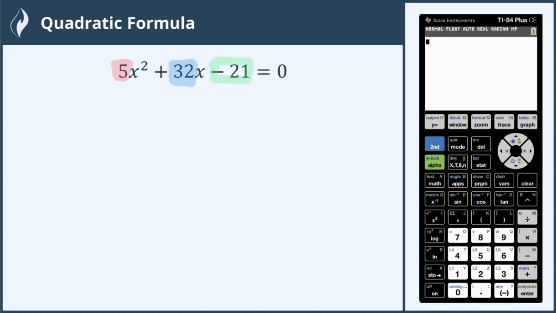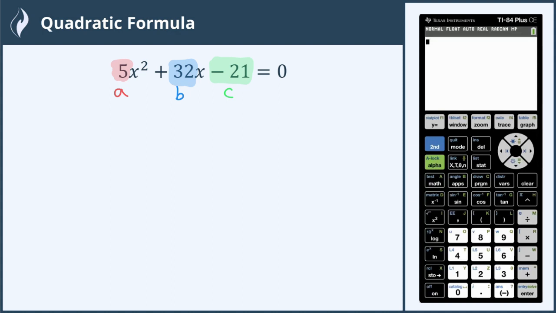Note that any signs that are a part of the equation are part of your number. So for example, since it's minus 21 at the end there, in this case, c is negative 21. The other thing you want to make sure that you're noticing is that our equation equals 0. Always make sure that that is happening before you start anything else.